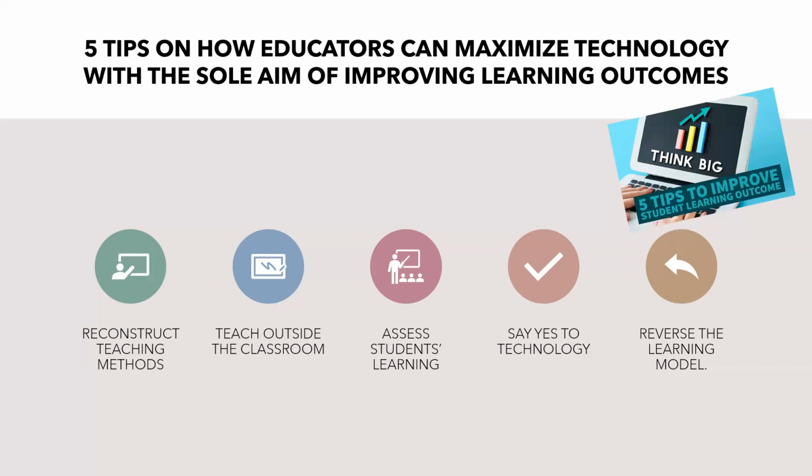And of course, say yes to technology. You can't do all these things I'm talking about without the input of technology. It is time consuming and it's a lot of work, but technology has come to make life easy and to make work easy. So you need to say yes to technology and reverse your learning model. What do I mean by reversing your learning model? It basically means you need to remove yourself as the owner of the classroom and become a student. Basically, your students will become the owners of their learning.